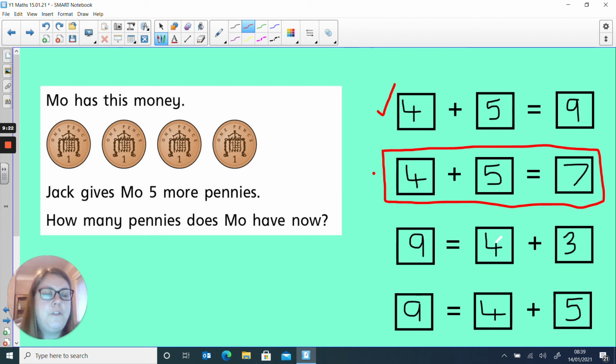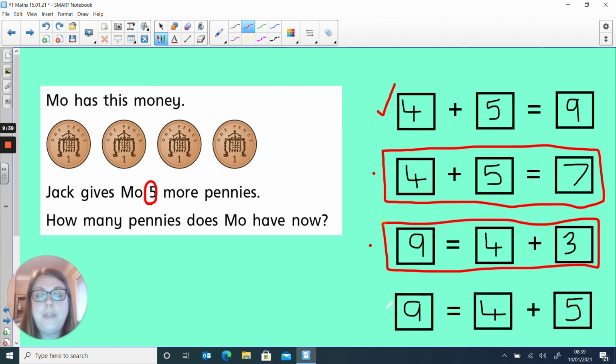9 equals 4 add 3. Now I've got 9 as the whole and I've got 4 as my part, but my other part isn't right, is it? Because 5 was my other part. So I need to put a dot next to that one. But hopefully you wrote that one down and you can give yourselves a tick. And then the last one, 9 equals 4 add 5. Have I got that one right? Yes, I have, because 9 is the whole and 4 is the part and 5 is the part.